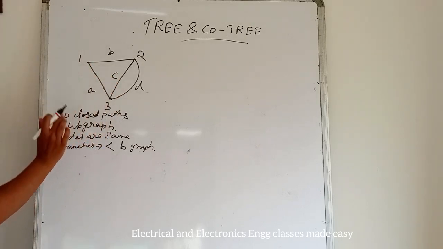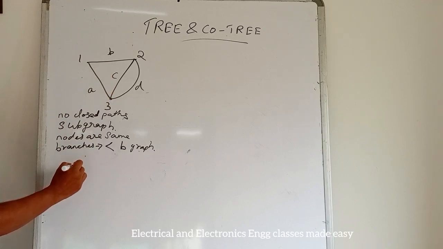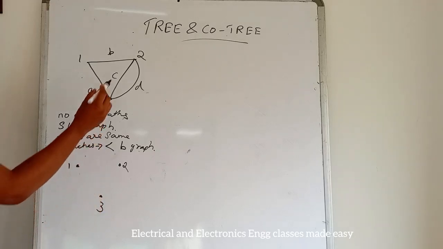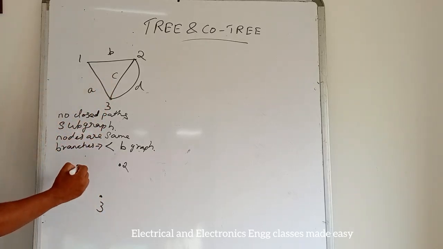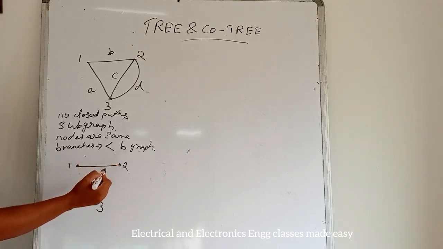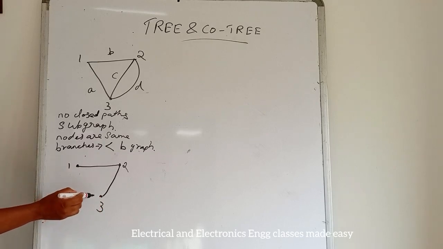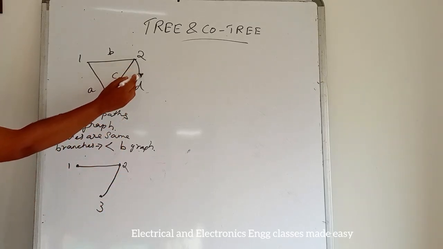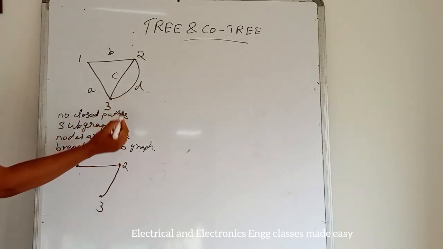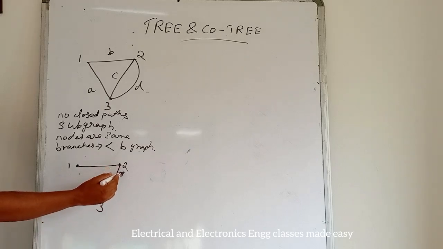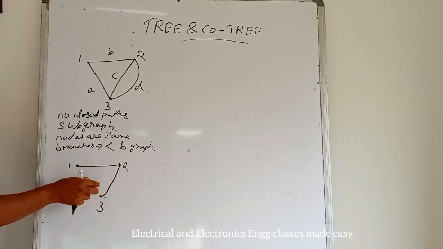A tree has no closed path. So first of all we can draw the three nodes: 1, 2, 3. Then how will you draw the open path? So 1 to 2 we can draw, then 2 to 3 also we can draw. If we connect this one, then it will be a closed path. And if we connect this 2 to 3, that is the branch D here, then it will also be a closed path. So this is one tree of this graph.